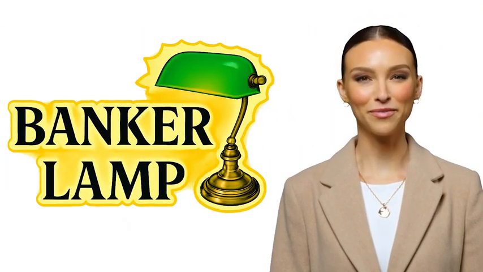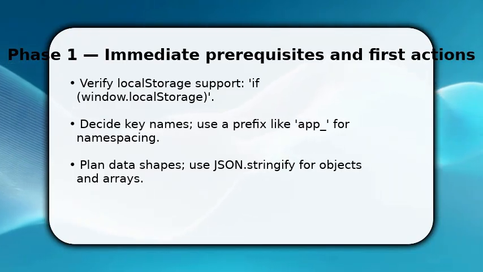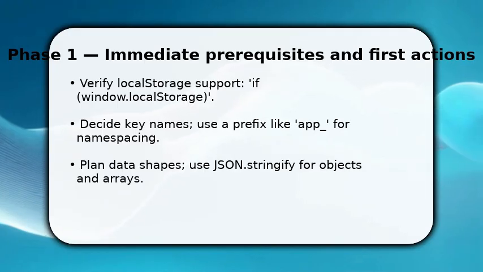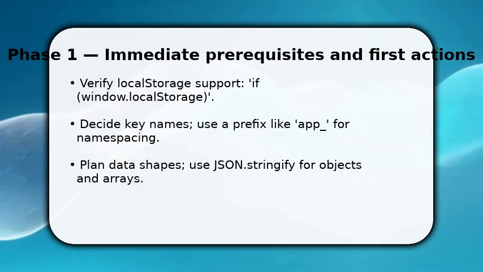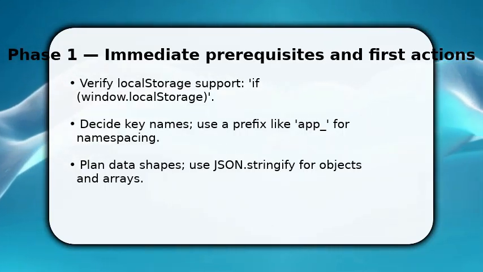Please enjoy the video. You begin by confirming the environment supports local storage, because modern browsers do, but incognito modes may restrict it. Once done, pick clear key names and a single prefix so keys do not collide with other code. Now convert complex data to strings with JSON.stringify; simple strings and numbers can stay as is. Make sure to limit stored size. Local storage typically allows around 5 MB per origin. Start by writing one small value to test the flow.